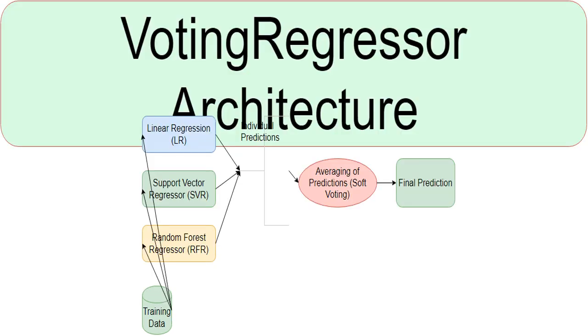Another model, linear regression, LR, is one of the simplest models. It works by fitting a straight line to the data. It's easy to interpret but can be very basic, not very powerful for complex relationships. I'm using it in my ensemble to offset some of the limitations of other models.